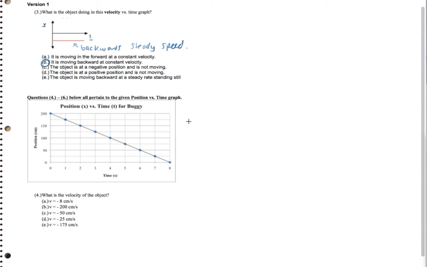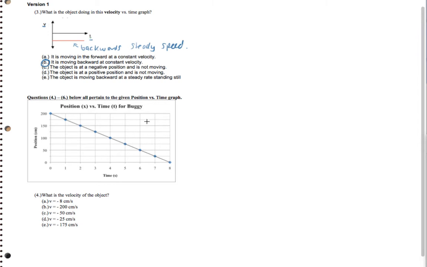Now, what are we doing in this velocity versus time graph? Let's be careful. This is a velocity versus time graph. So what's happening here is that I actually have a backwards steady speed. Again, this is no longer a graph of where I am. It's a graph of how fast I'm going. So what that means is that I'm moving backwards at a constant velocity. Excellent.